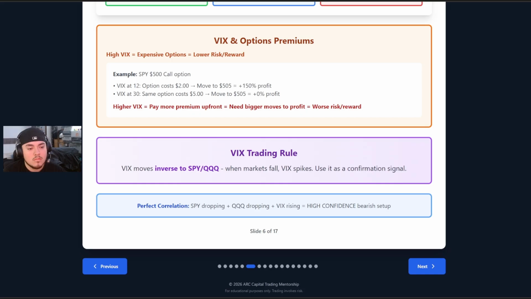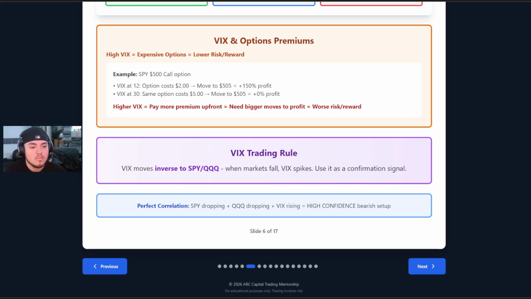The VIX trading rule is VIX moves inverse to SPY and QQQ. When the markets fall, VIX spikes. Use it as a confirmation signal, and vice versa. So when the market falls, VIX goes up. Now when the market rips, 90% of the time, VIX goes down. Now you have those days where, let's say there's a lot of news in the market, or there's a potential FOMC tomorrow, okay? You could see SPY pushing up and VIX pushing up just because they have a major event the next day. That does happen. So understand that. But use it as a confirmation signal.